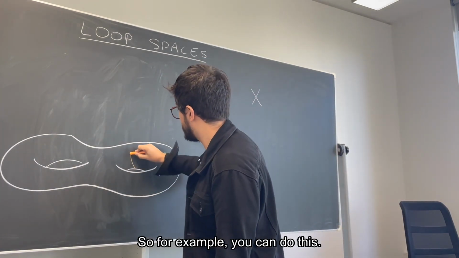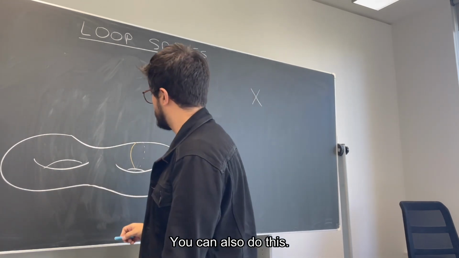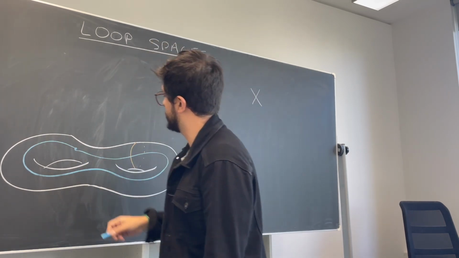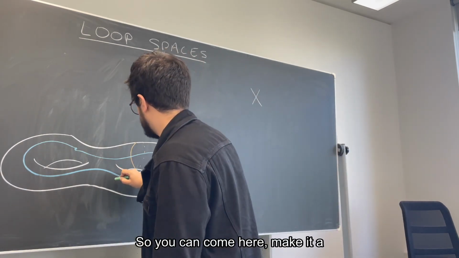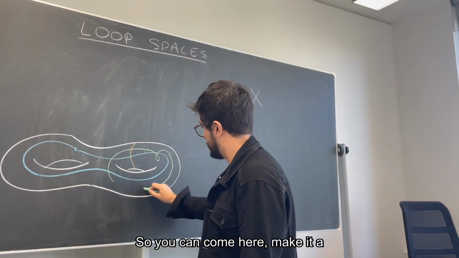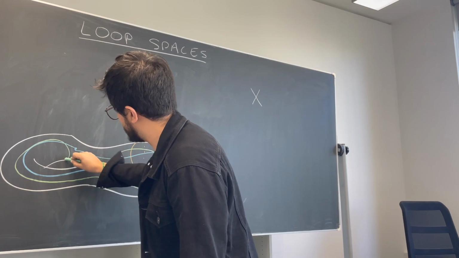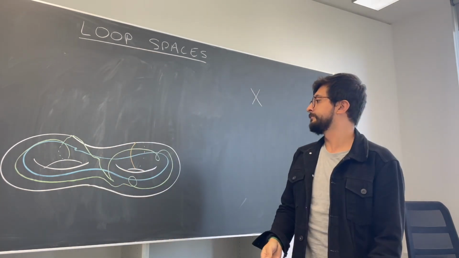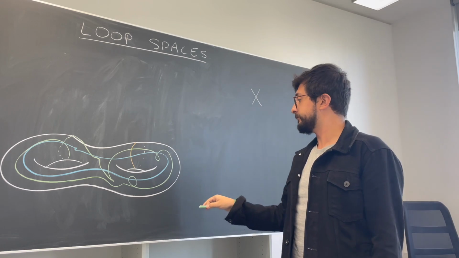So for example, you can do this. You can also do this. But really, you can go as crazy as you want. So you can come here, make it a bit squiggly. Maybe you go back here. Maybe you join it there. Okay, you can do whatever you want as long as you start and end at the same point.